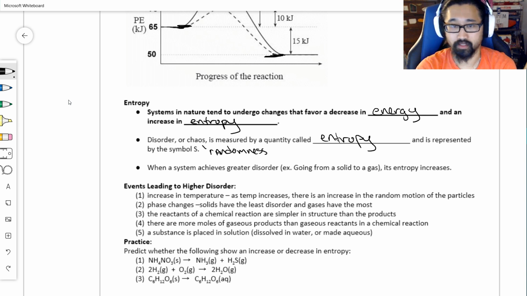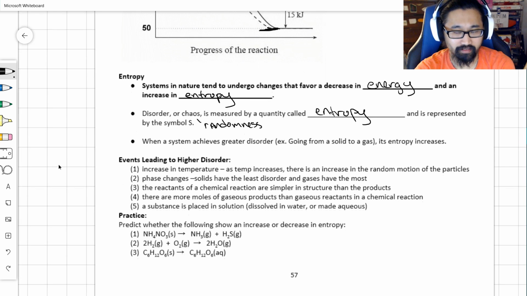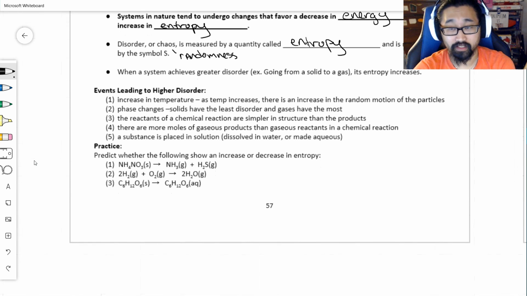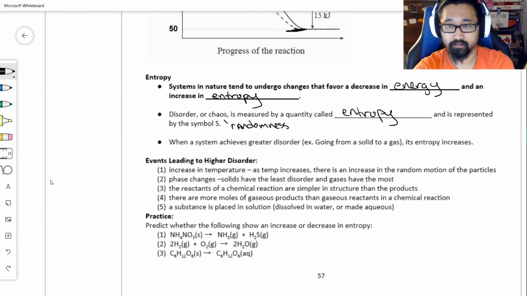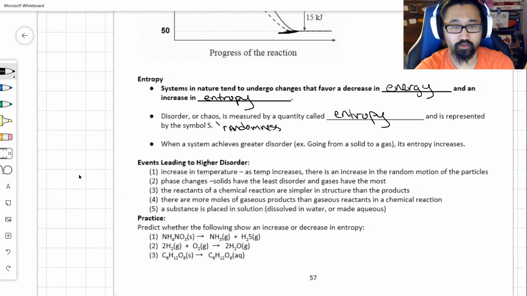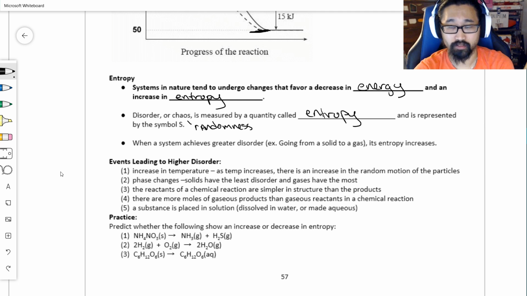It's represented by S. Now, you don't need to worry about the S, but know that if things get messier, entropy goes up. If things get more neat and more tidy, entropy goes down. All right, so entropy means how messy is it, how disorganized is it.